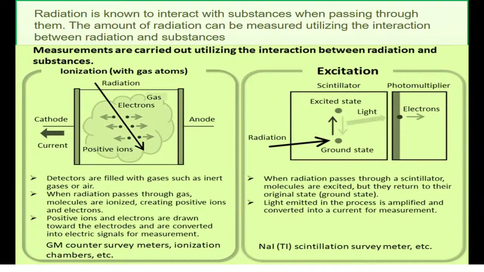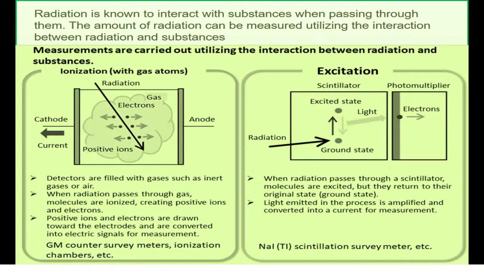How radiations may be recognized, meaning the presence of that radiation. Radiation is known to interact with the substances when passing through them, and this is the base to recognize, to determine their presence. Ionization is one major interaction of radiation with the substance.